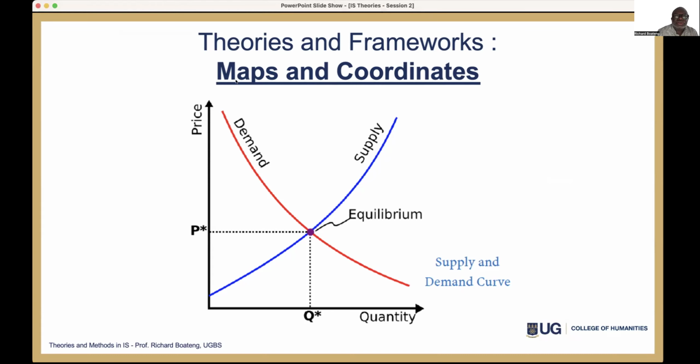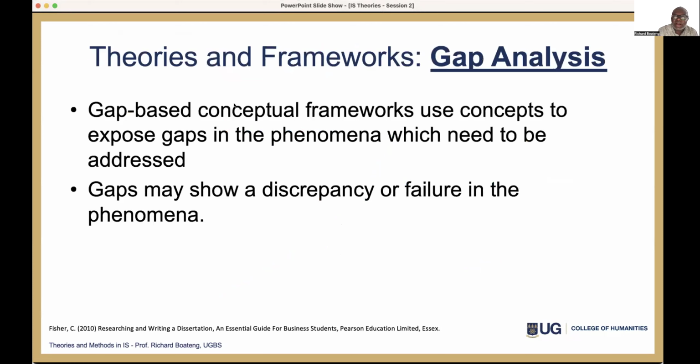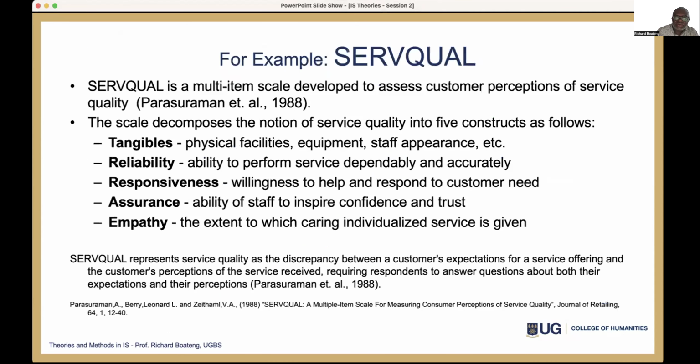Let's continue. Good. Now, apart from that, we can also have gap analysis. There are some theories and frameworks which are shown in terms of exposing what exists between the gaps A and B. Now, a gap may show a discrepancy or failure in the phenomenon. And that's what brings us to some types of gap-based theories. One gap-based theory is what we call the service quality model. The service quality model was developed by Parasuraman et al.